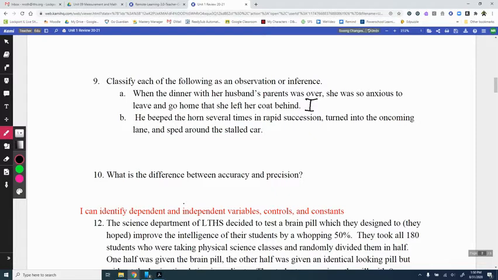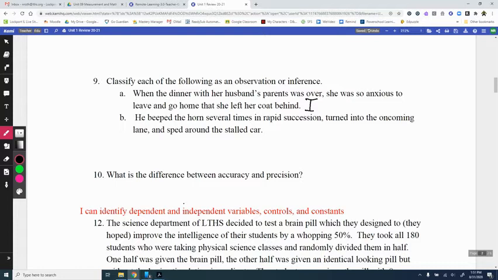Okay, so next one. He beeped the horn several times in rapid succession, turned into the oncoming lane, and sped around a stalled car. Now, this one is tricky. Almost all of these things are definitely observations. He beeped the horn. You can definitely hear and see that in rapid succession. For sure, you can hear that.